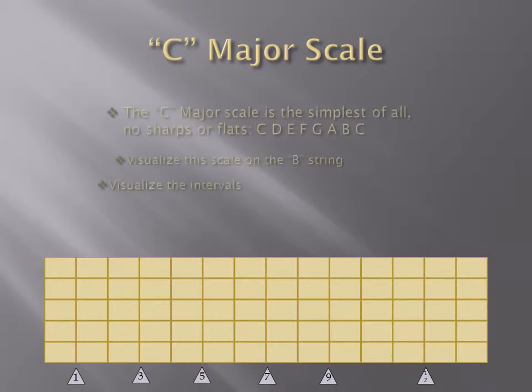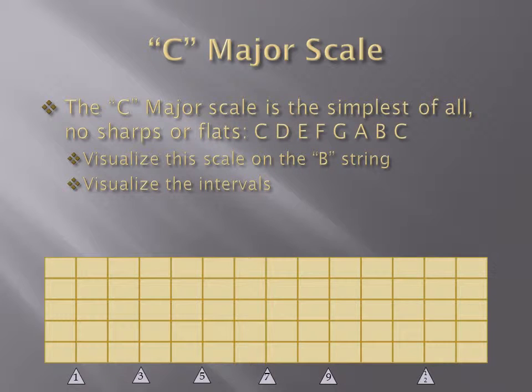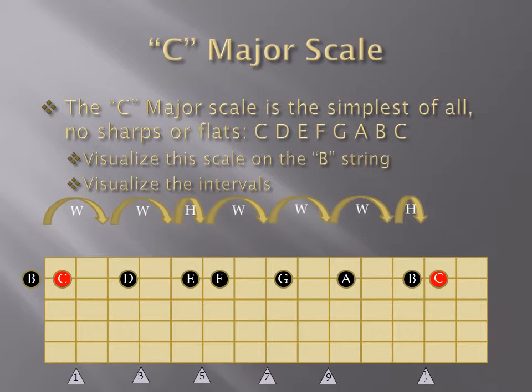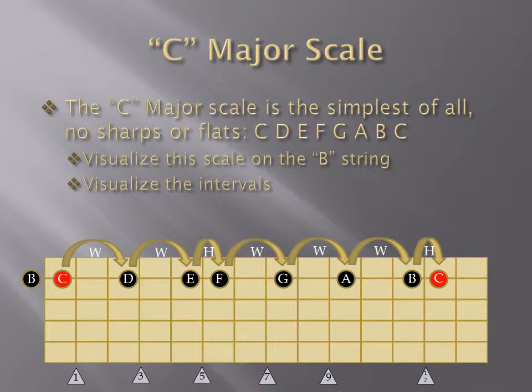The guitar keyboard. The C major scale is the simplest of all. No sharps or flats. C, D, E, F, G, A, B, C. Visualize this scale on the B string. Visualize the intervals.